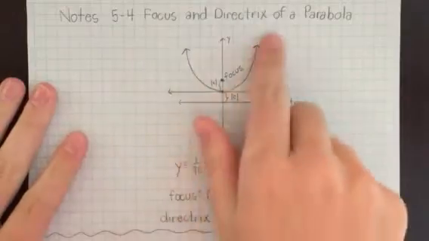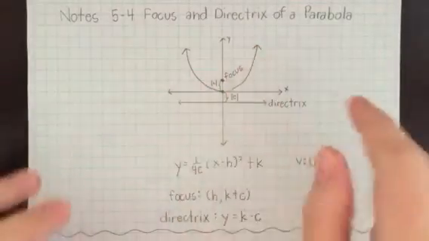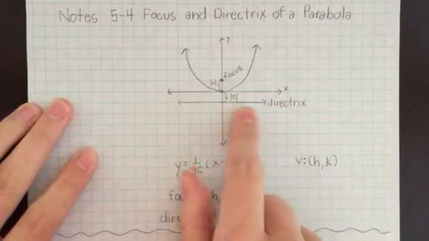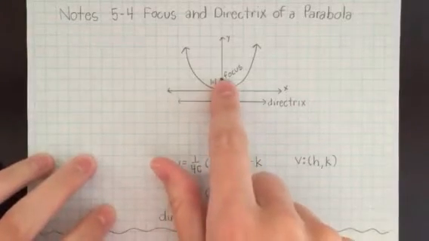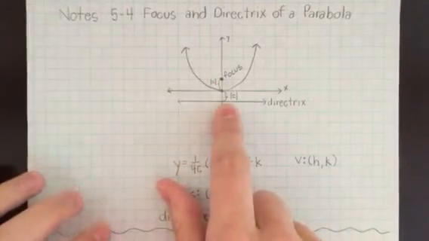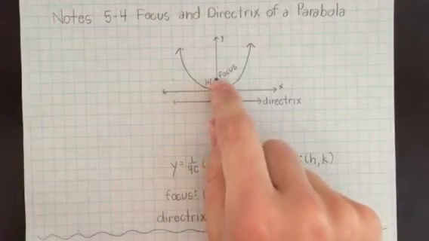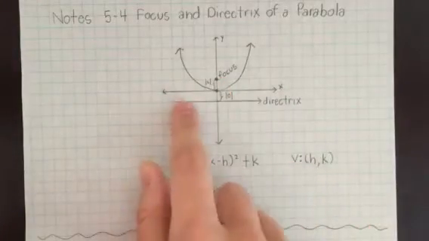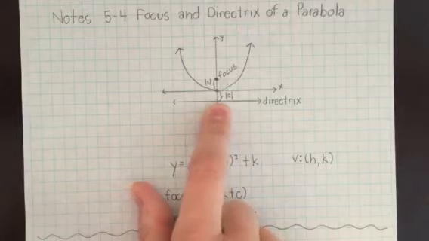So we know already a lot about the upward facing parabola. What we're going to learn about today is the focus and the directrix. So the focus and the directrix is a point and a line. The focus is a point, the directrix is a line, and every parabola has one. The focus will always lie inside the parabola, so inside the U here, and the directrix will be the line that always lies outside of the parabola.